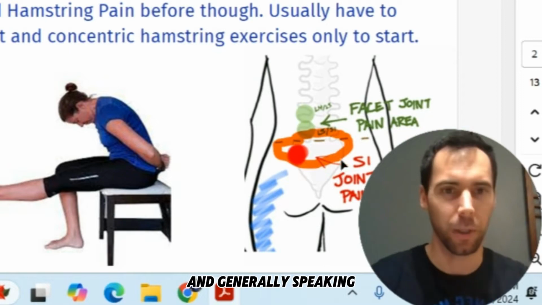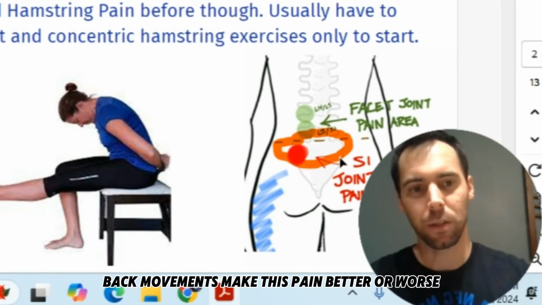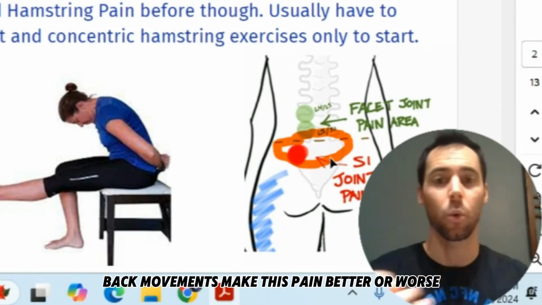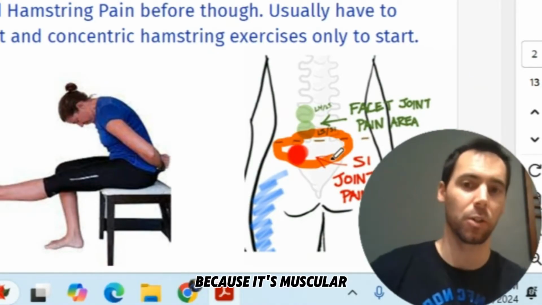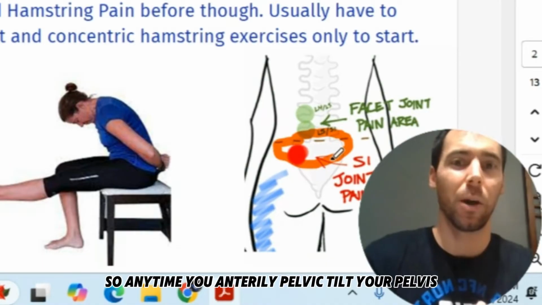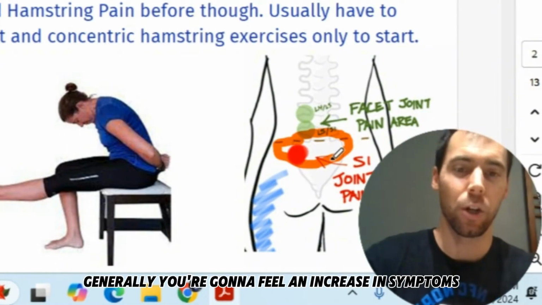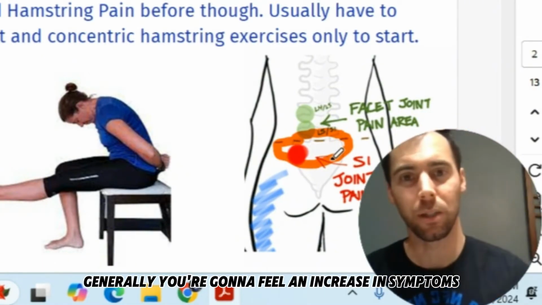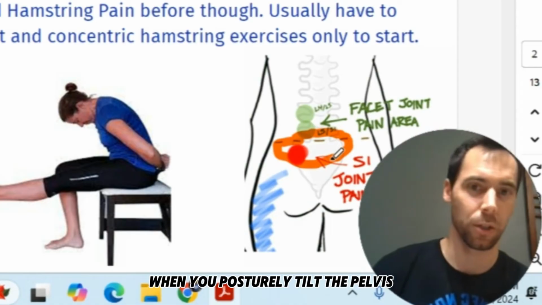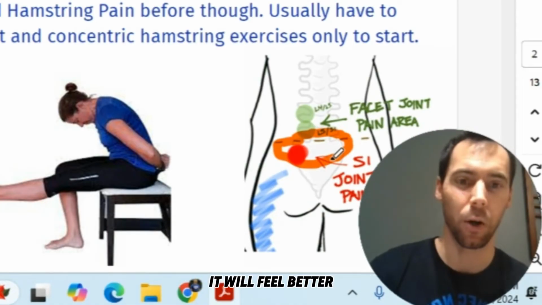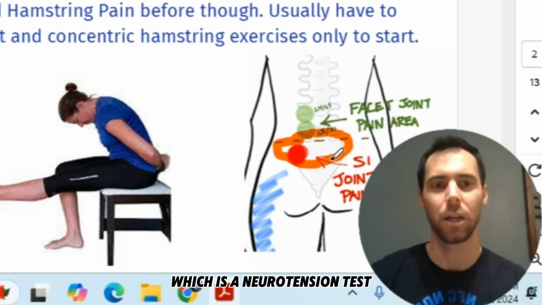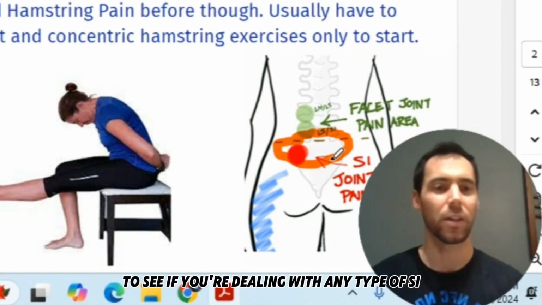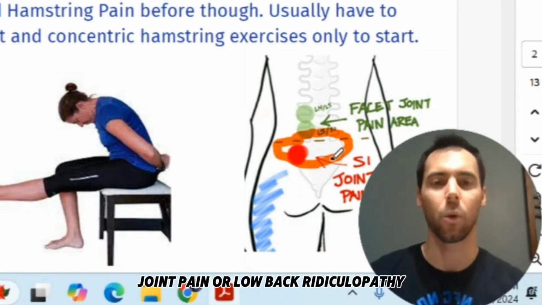line. And generally speaking, back movements make this pain better or worse, versus a hamstring issue is very specific because it's muscular. So anytime you anteriorly pelvic tilt your pelvis, generally you're going to feel an increase in symptoms. When you posteriorly tilt the pelvis, it will feel better, which is the opposite of a slump test, which is a neural tension test to see if you're dealing with any type of SI joint pain or low back radiculopathy.